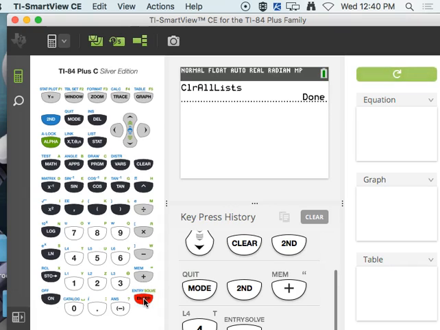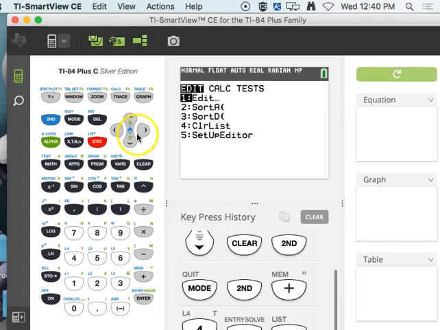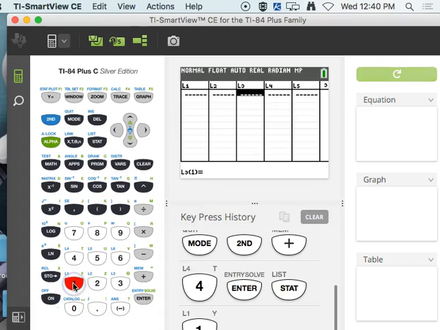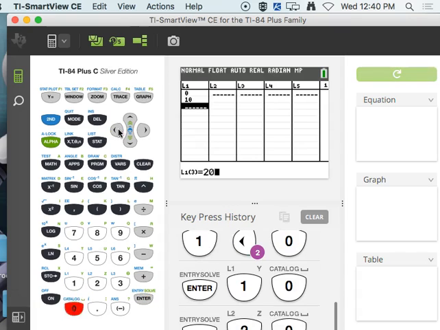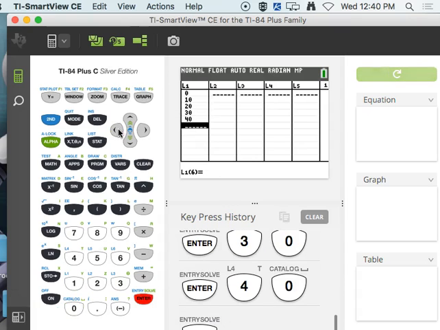So now, how do we get the stuff in there again? You guys should know this. How do we get the information in? What do we do? Stat, edit. Oh, look at that. Nice, clean, fresh lists. So list 1 is going to be our years. That's the 0, 10, 20, 30, 40, and 50. And then list 2 is the numbers for New York City.